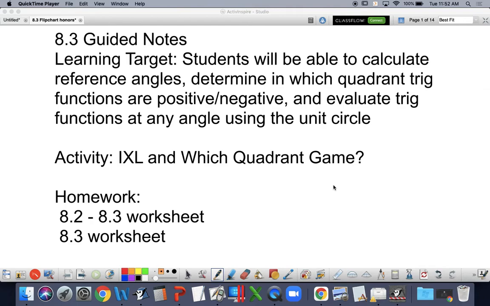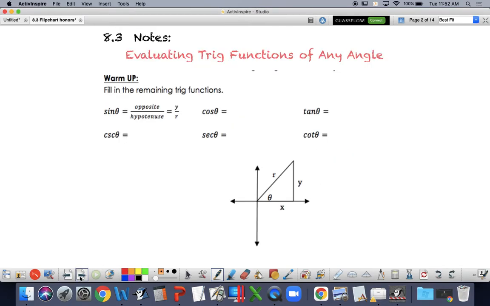So after today, the goal will be to know the unit circle, to be able to memorize it. And there's a little online game that we can practice our unit circle as we go through this. And then you have 2 different homework worksheets for homework. So let's get started with a little bit of a warm-up.